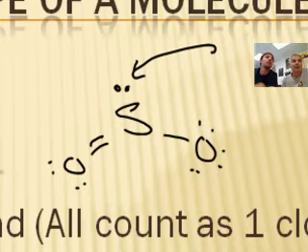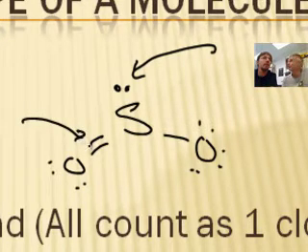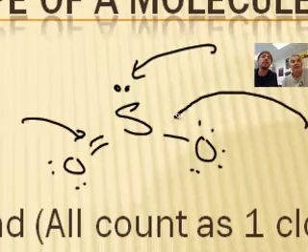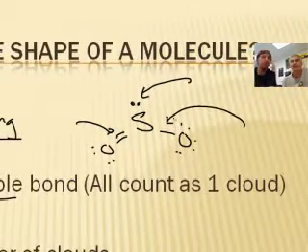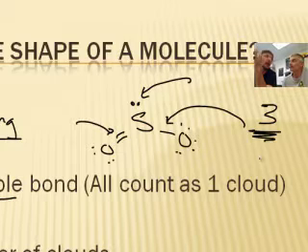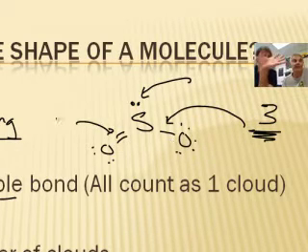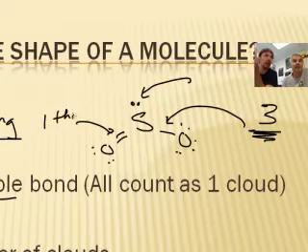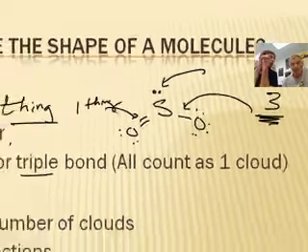Or we have a single, a double, or a triple bond. We've got a double bond, and that's a thing. And we have a single bond, and that's a thing. So how many things do I have? Sulfur has three things coming off of it: the unshared pair, a double bond, and a single bond. The double bond does not count as two. It's still just one thing, or one electron cloud.